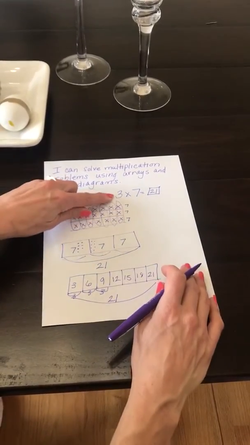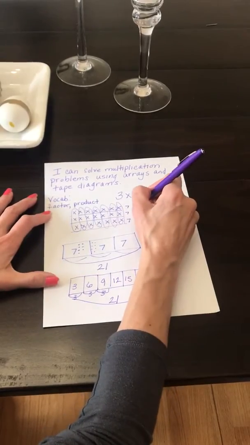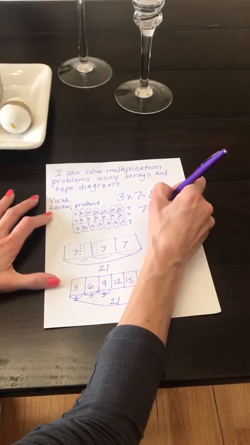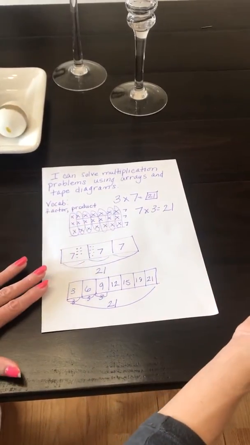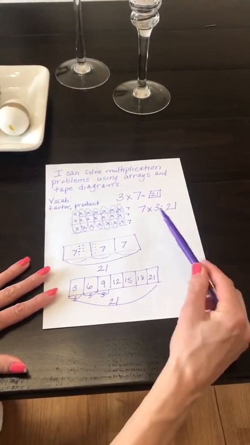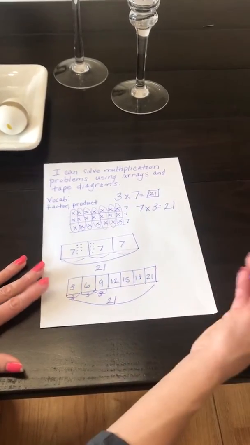So I now know 3 times 7 is 21. I also know 7 times 3 is 21. And that is how we can use arrays and tape diagrams to either prove our answer or to solve our equation.